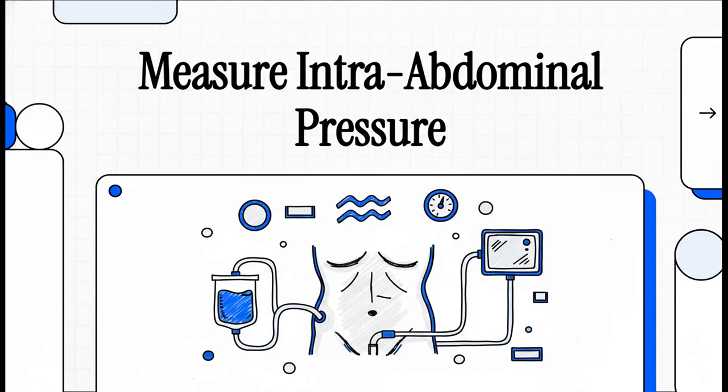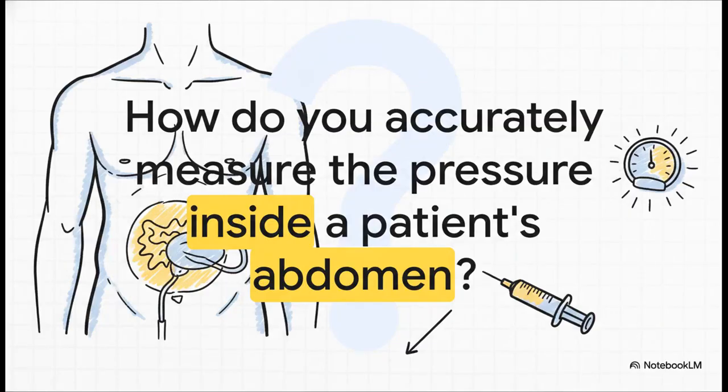Today, we're going to break down a really crucial bedside skill: how to accurately and safely measure intra-abdominal pressure. In the ICU, this number can seriously be the difference between catching something early and a life-threatening complication, so getting it right is everything.